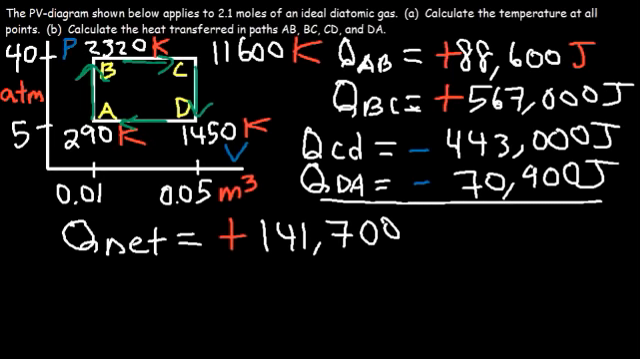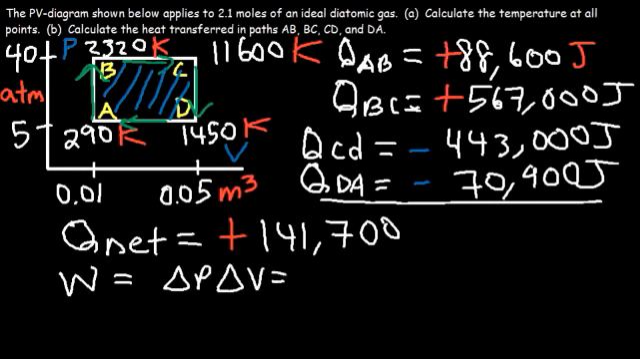Now, what is the work done in the cyclic process? We know the work done is equal to the area of the shaded region. And since we have a rectangle, it's basically the length times the width. The length is basically the change in pressure. The width is the change in volume. The change in pressure is 35 if you subtract 40 minus 5. And the change in volume, 50 liters minus 10 liters. That's 40 liters multiplied by 101.3 to convert it to joules.